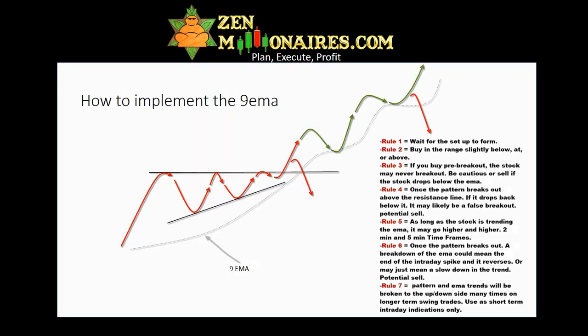If you put all this together, we go into the next slide. And this is how I like to implement the 9 EMA. I created about 7 rules for you to follow. Basically when you put all of this together, you want to look for the breakout or for the setup and wait for the setup to form.